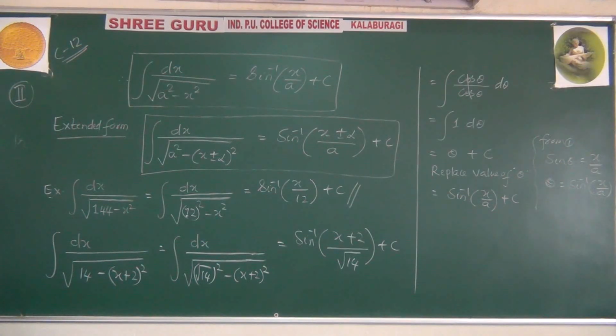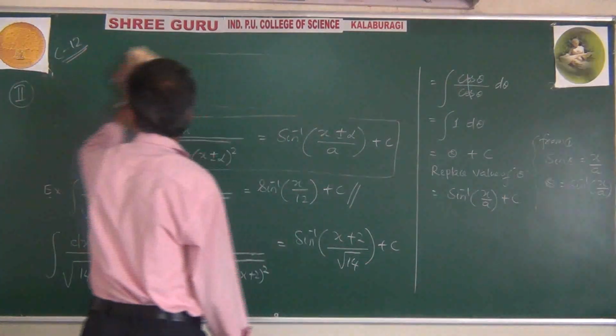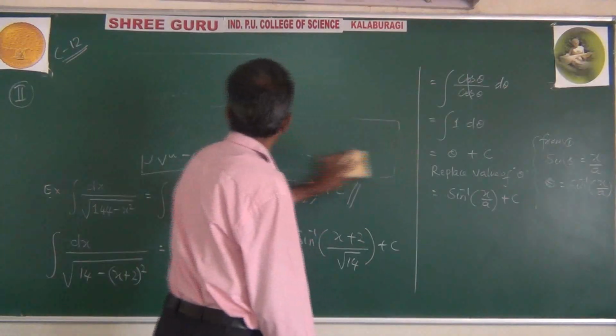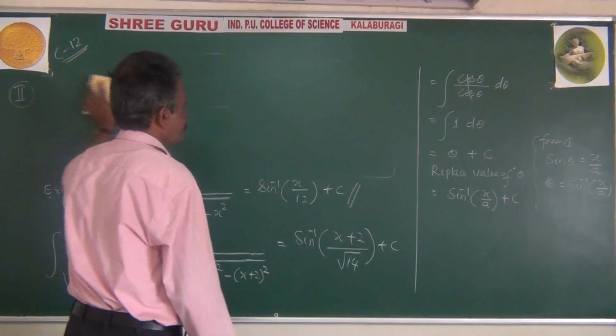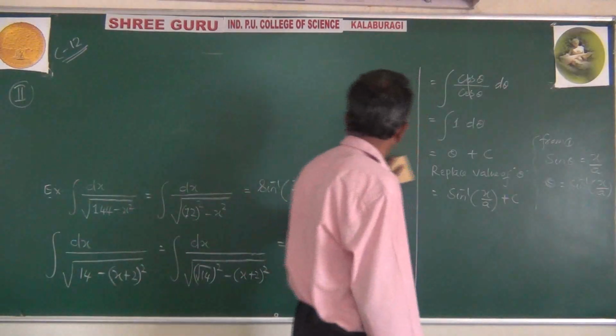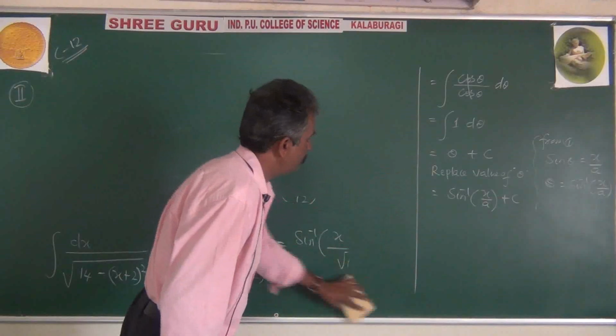Next, the third standard one out of 6. One of these 6 you will get, not all 6. Important for 5 marks. Like the third one.